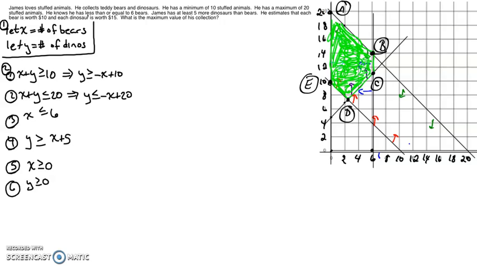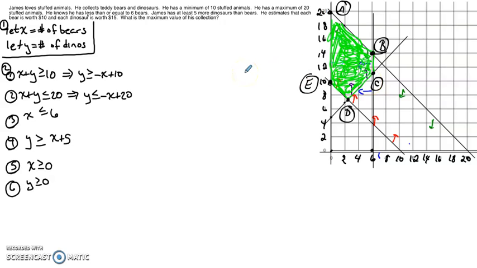So in the last video on optimization, we started with a word problem. We defined our variables. We wrote our inequalities, translating the words into our inequalities. We rearranged the ones that needed to be rearranged. We graphed them all, we shaded, and then we found our polygon of constraints, where all of the shading overlaps, and we labeled our vertices A, B, C, D, E.